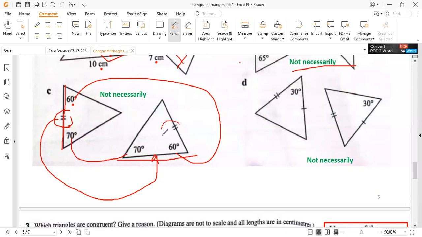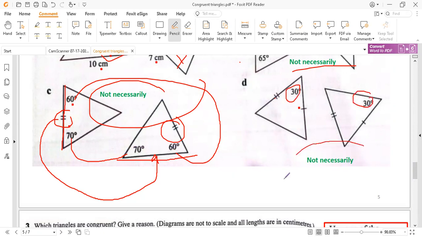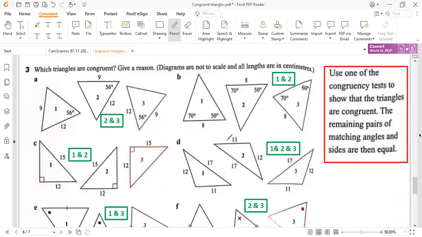They didn't give us a side located in the same place compared to the two equal angles, so not necessarily congruent. In the same way, here we have a side, the angle is not included, so not necessarily congruent.